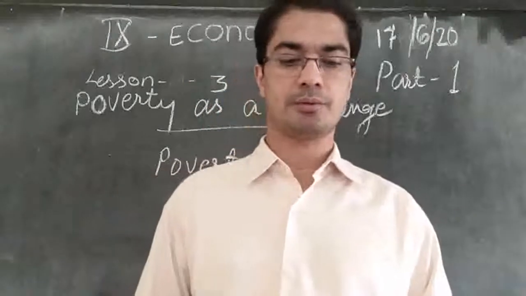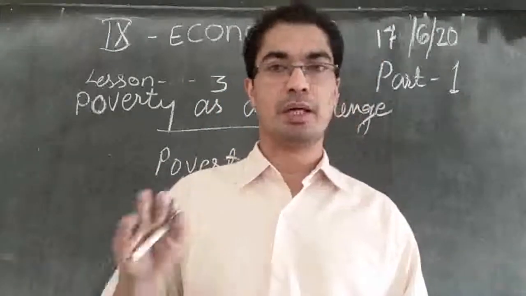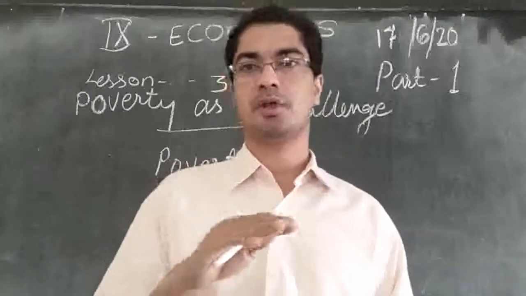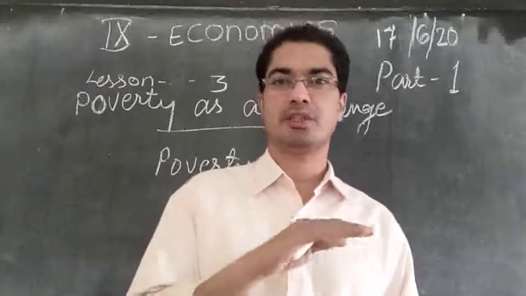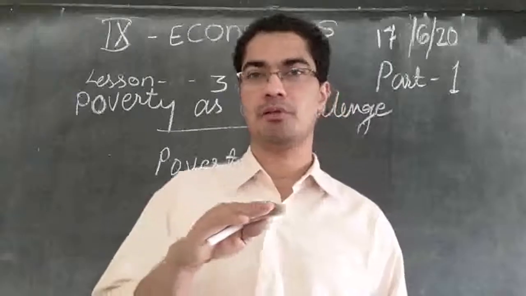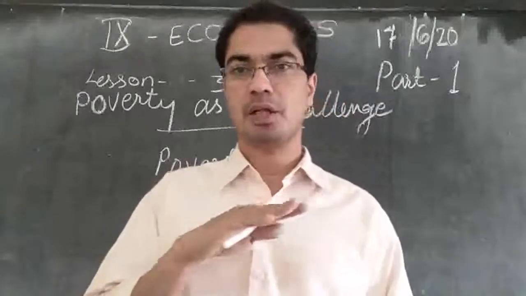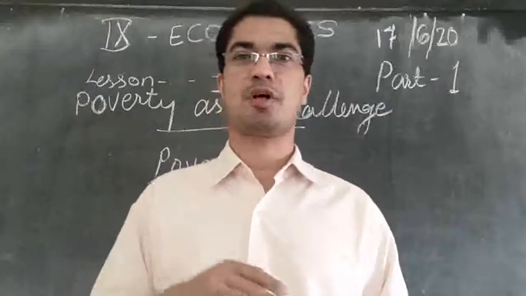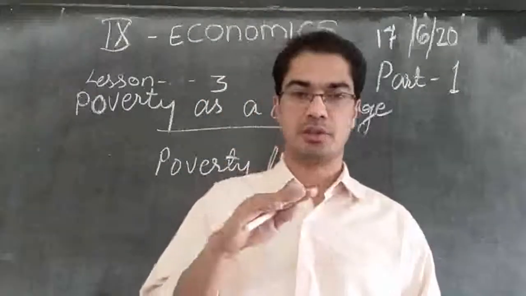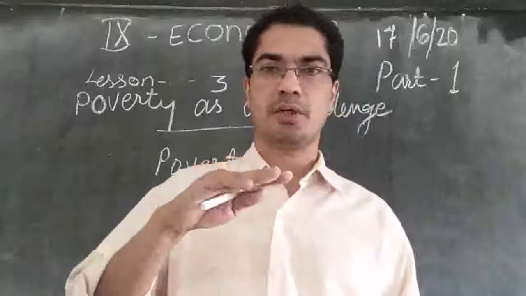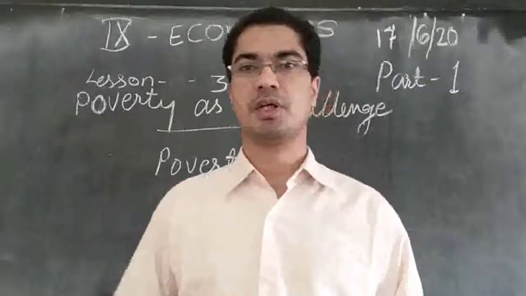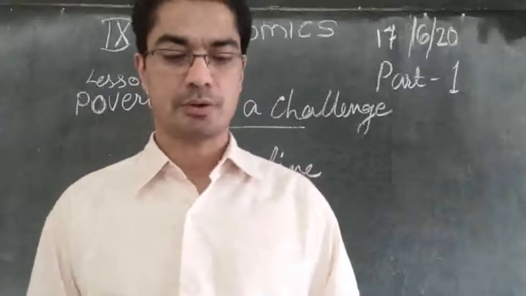Therefore, what do we have to do? There should be an accepted norm. The government should study the situation of the particular locality, what the basic needs of the people living here are, and how much money they will require to meet all those basic requirements. Accordingly they should fix the amount, and if people are able to earn that much, then they are not poor. That is how the government finds out.